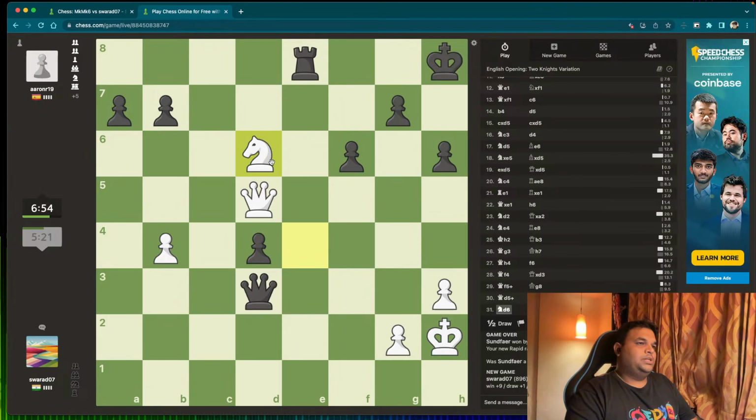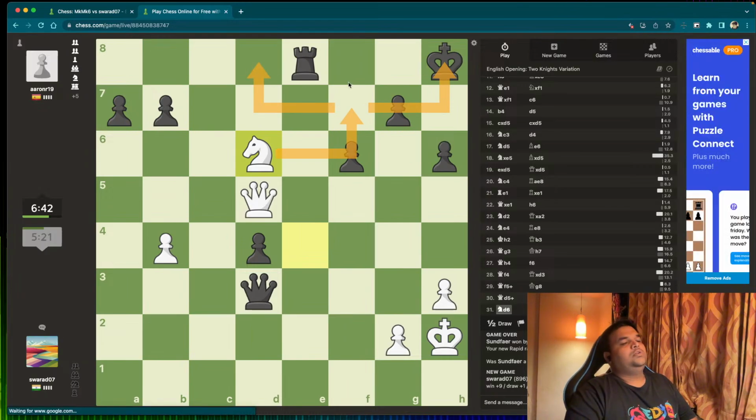Actually, it's not a mistake. I can fork him. I hope he plays this so that I can go here and then I can fork. He's thinking. Yeah, but I think this player is playing some nice chess though. Nice moves.